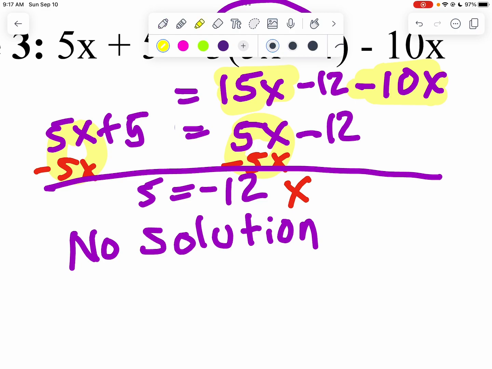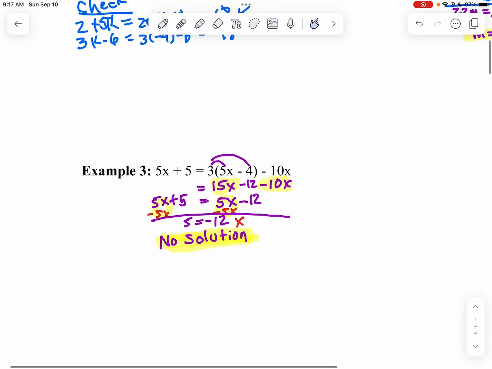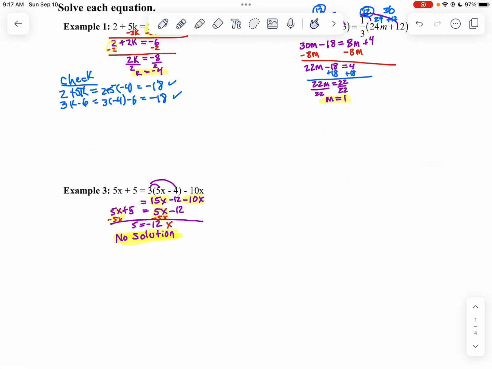So that's all you got to do. It's the one time you're not going to get a number answer. You're just going to say no solution. And that is how you do problems like example 3.